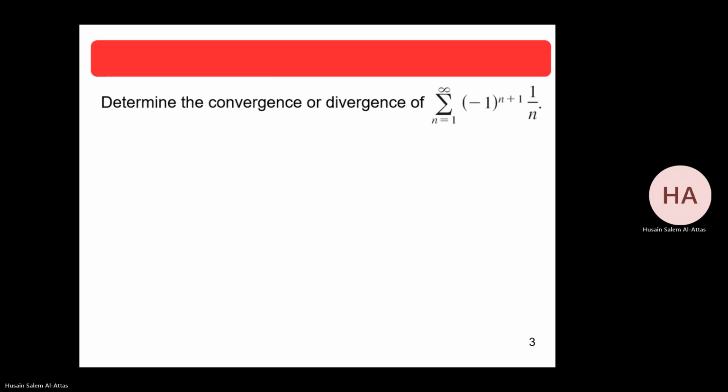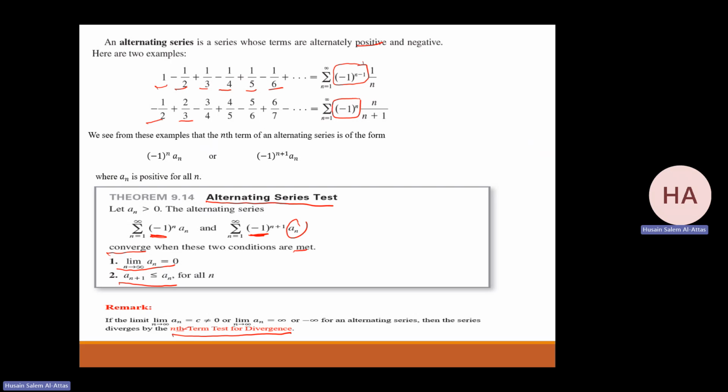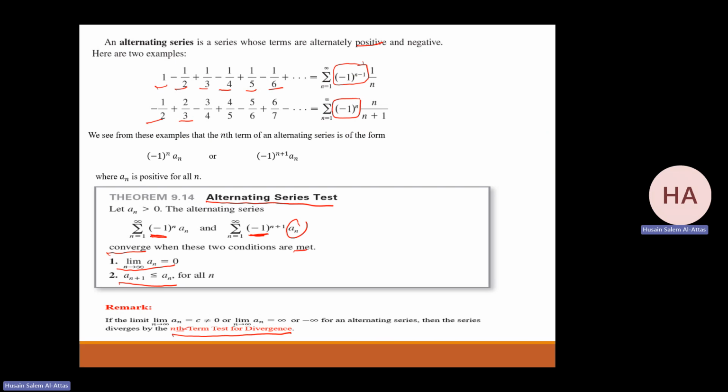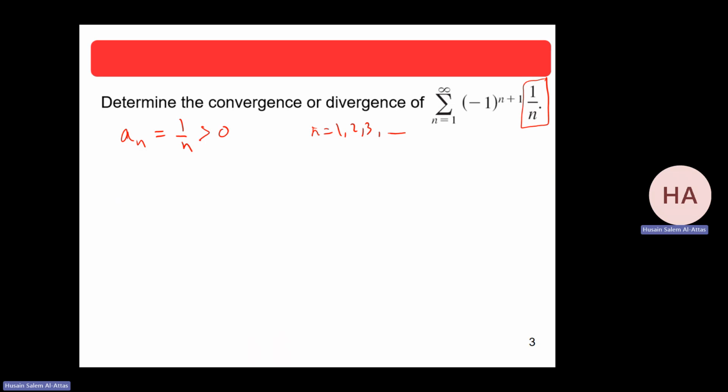Okay, for example, this one. This is 1 over n. This is my a_n. a_n equals 1 over n. Look at the conditions. a_n positive, yes. This is positive, but I have n = 1, 2, and so on. And it's one of these forms, yes, it's the second form. Okay, now we'll go to the conditions.